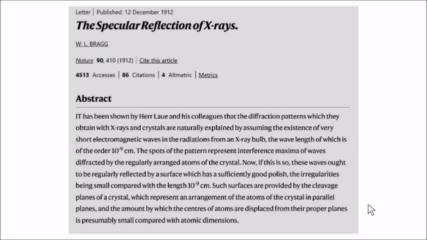The specular reflection of X-rays. This is the original historic publication of Lawrence Bragg in Nature back in 1912, still available online for ardent readers.